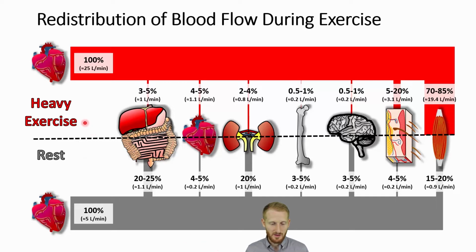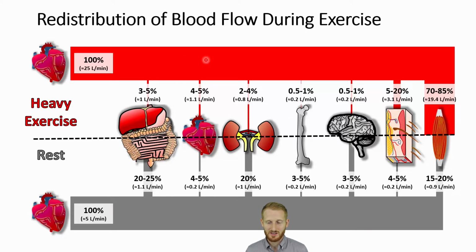What we have here is at rest across the bottom. At rest, you've got about 5 liters per minute of blood coming out of the heart. So that's 5 liters of cardiac output, and that's 100% of your blood flow at rest. During heavy aerobic exercise, you're going to get maybe up to around 25 liters of blood per minute. So 25 liters per minute is 100% of your cardiac output during heavy exercise.